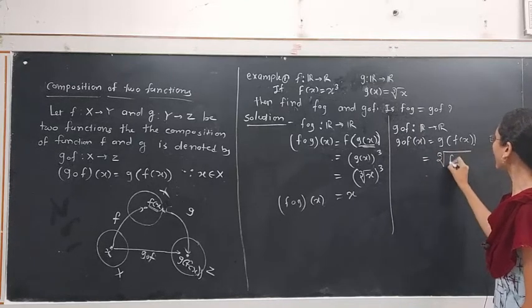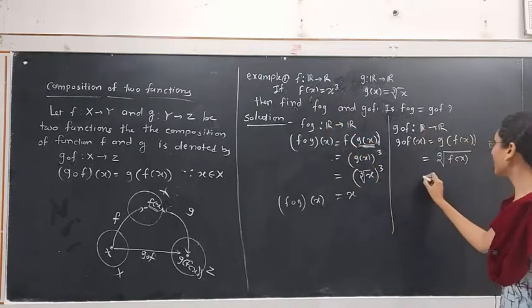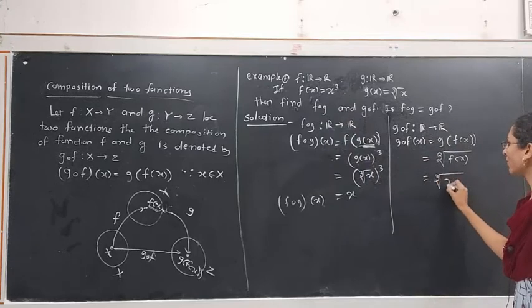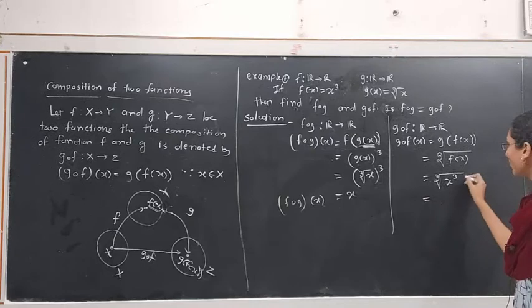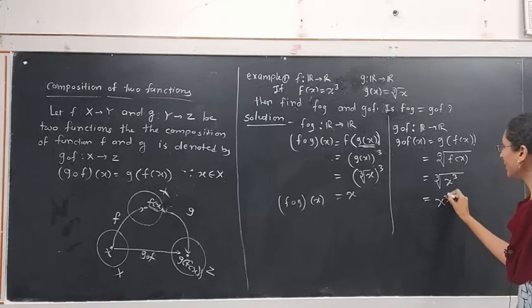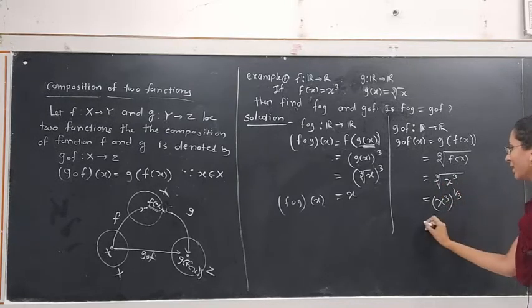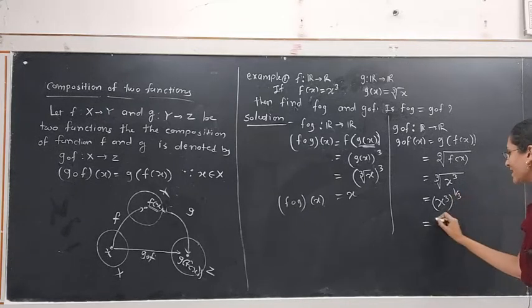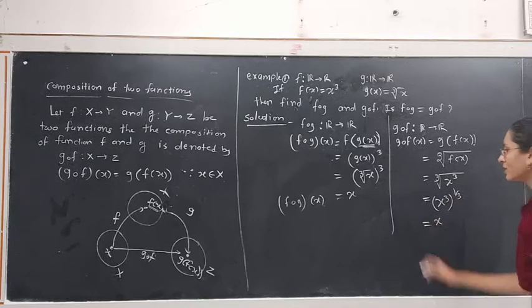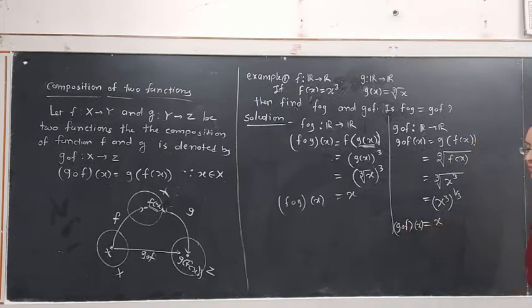This is the cube root of f of x. But what is f of x? f of x is x cube. This is equal to the cube root of x raised to 3. This means x raised to 3, raised to 1/3. The cube root of x cube is written as x cube raised to 1/3. Hence, after multiplication of powers of x, we get x. Therefore, (g∘f)(x) is equal to x.